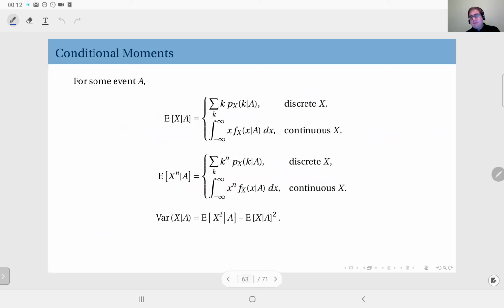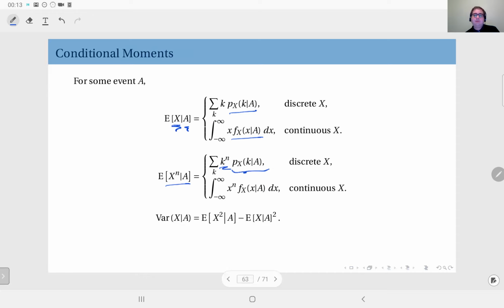Now, based on these conditional distributions, because they are distributions at the end of the day, we can define moments of these distributions. So we have the concept of conditional moments. For some event A, we can condition the expected value or the moment of any order of random variable X given event A. Okay, it's just the same, except in the definition, you have a conditional PMF or a conditional PDF. Nothing new here.